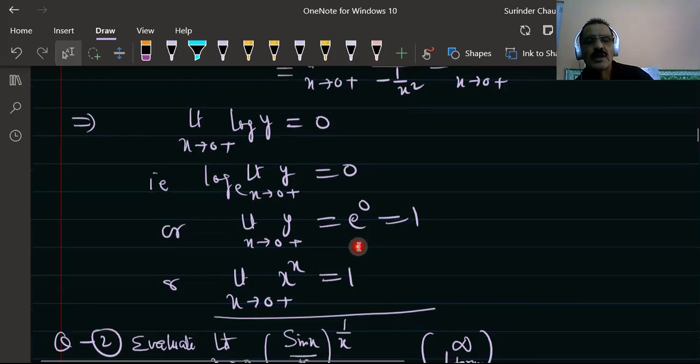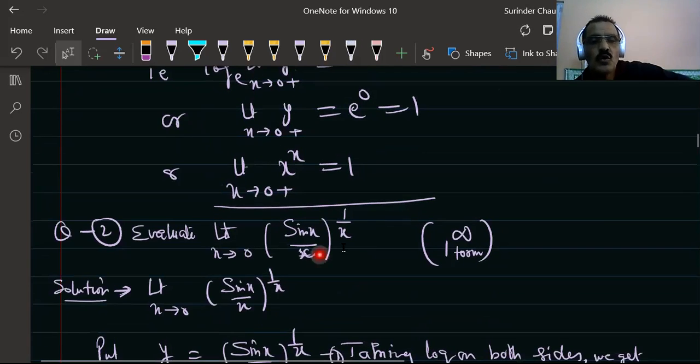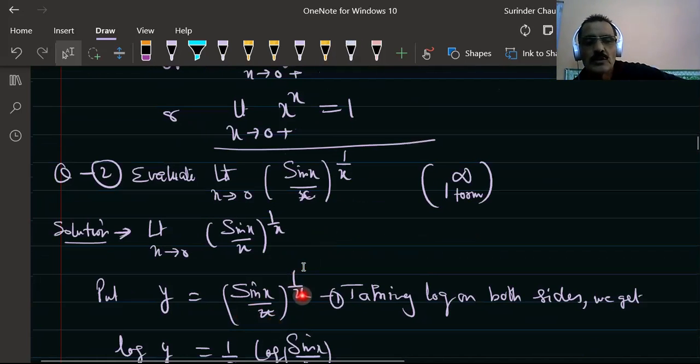Now the same procedure for the other problem also: limit x to 0 of (sin x upon x) to the power 1 upon x. Now if x is 0, sin x upon x is 1 and 1 upon x is infinity. So this is the 1 to the power infinity form. This form is clear. So we have to again take y, let y be equal to (sin x upon x) to the power 1 upon x.